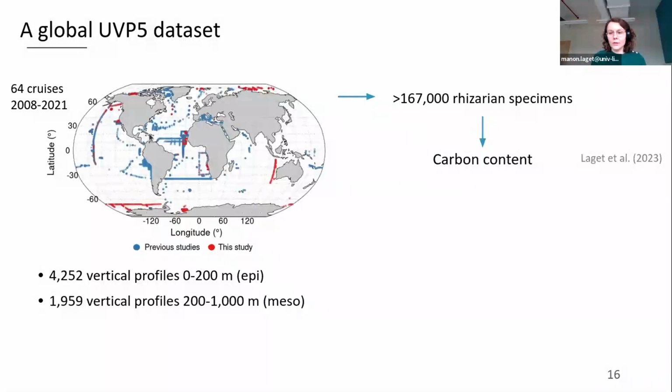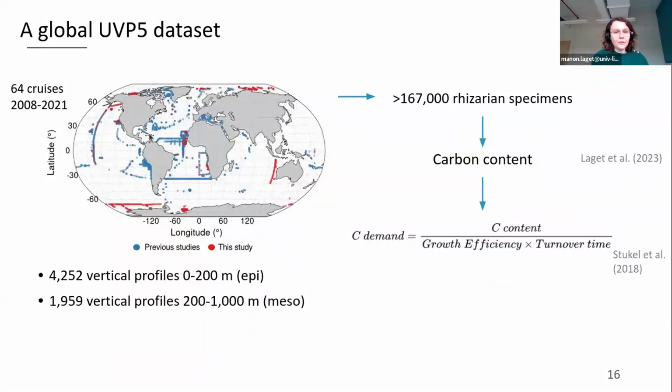So then we used the size measurements from the UVP to convert them to carbon content using the relationship I showed you previously. And then to investigate their role not only in stocks, but also in biogeochemical processes, for Phaeodaria only, because we know that they're strictly heterotrophic and that they rely on sinking particles, we used the equation from Stukel et al. to estimate their carbon demand, so their carbon requirements, from their carbon content and from turnover time values from the literature.